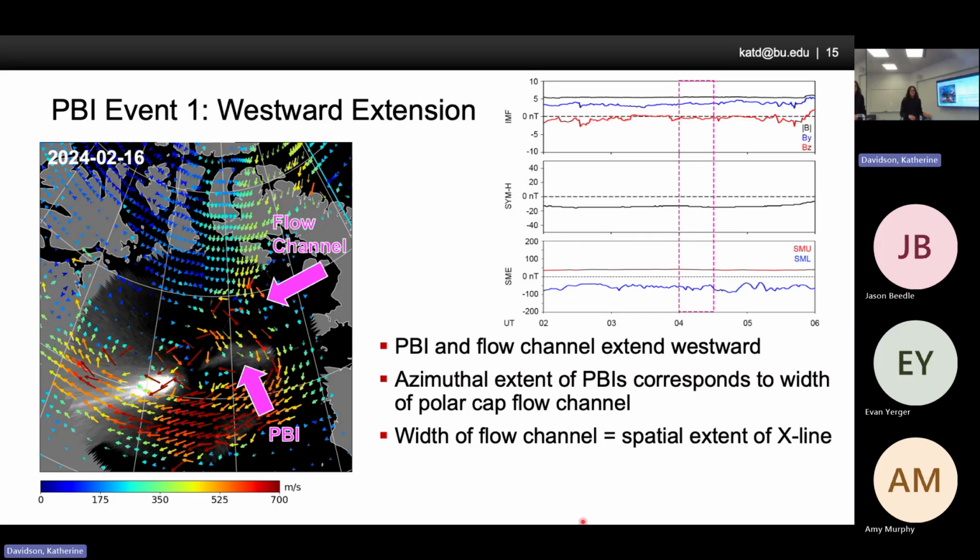This was a quiet time event, as you can see, by very low IMF driving, quiet SMR, which is a measure of the storm index, and then quiet SME index, which is a measure of substorm activity. So not too much activity going on for this event. What we will see in the video is that the PBI and the flow channel both extend westward at the same time.